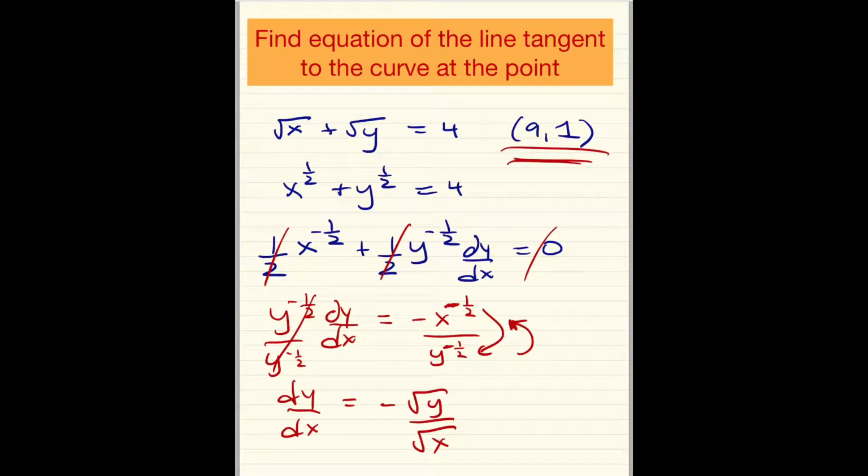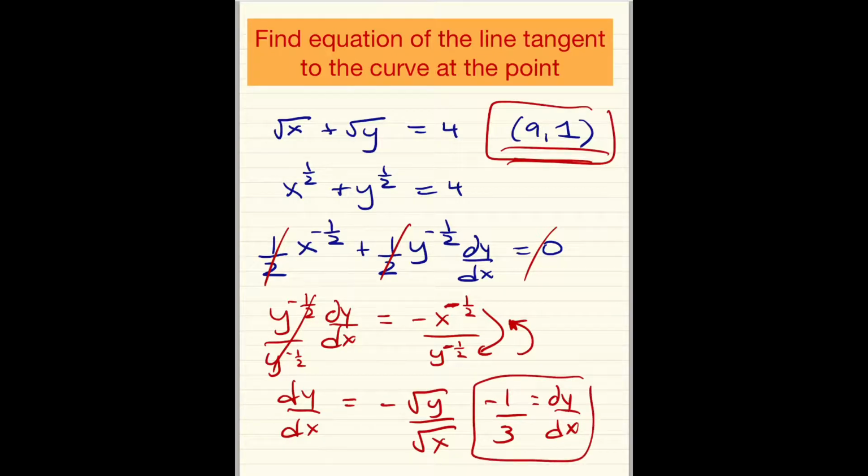Now, because it's at a point, I have to plug the point in. X is 9, and y is 1, so we have negative 1/3. So that's going to be my slope. Now I need to find the equation of the line at this point. So I have a slope and a point.